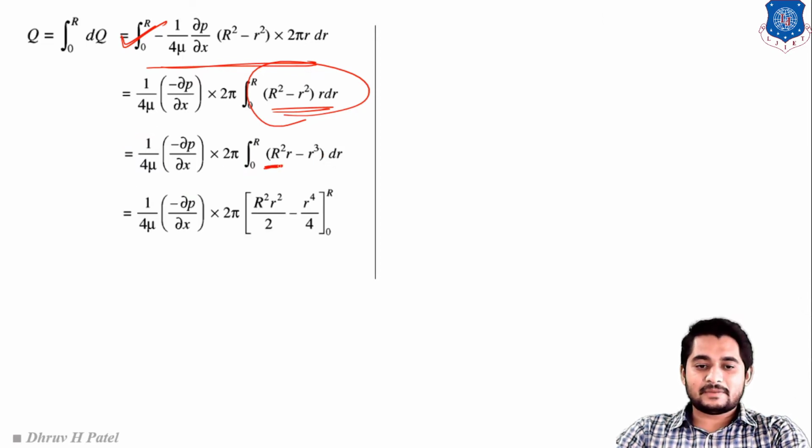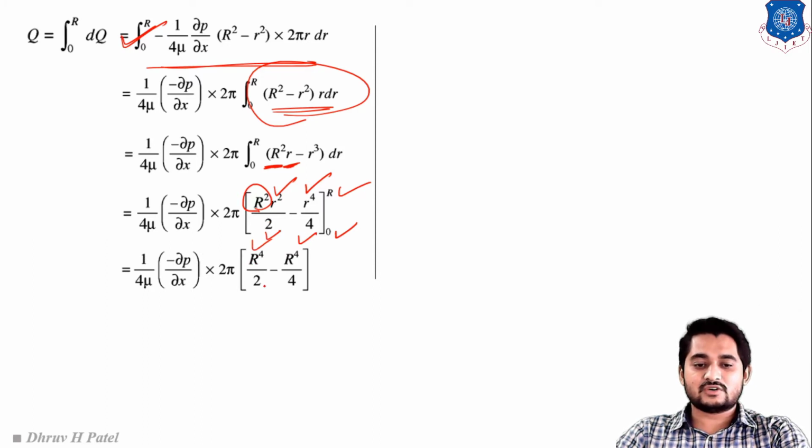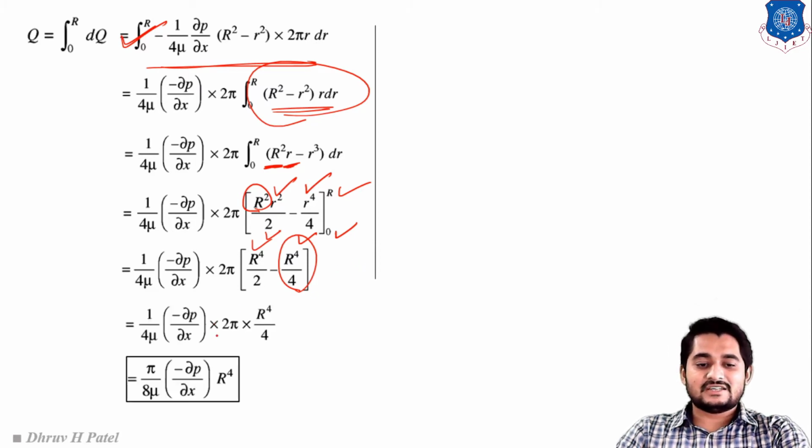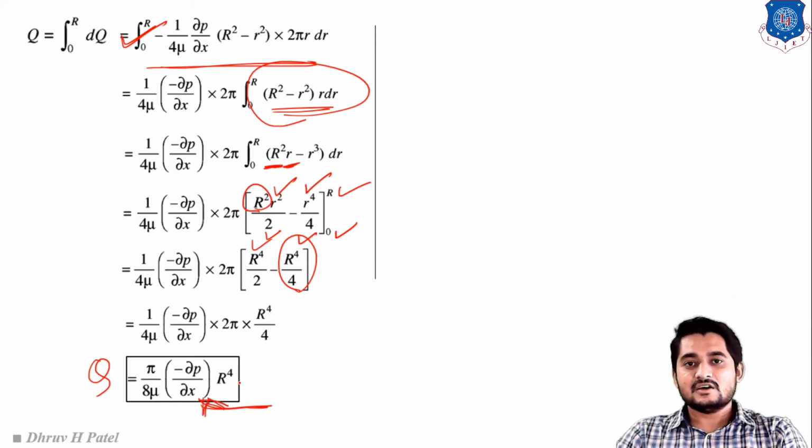In the integration, capital R square will be constant, but the integration of r will be r square divided by 2, minus the integration of r cube, that means r raised to 4 divided by 4, with limits 0 to R. If you put the limit, that means R raised to 4 divided by 2 minus R raised to 4 divided by 4. If we take cross multiplication, then the discharge Q will be pi divided by 8 mu, minus del P by del X, capital R raised to 4. Why is this sign taken as minus? You have to revise this again and again, because it indicates pressure reducing with respect to length.